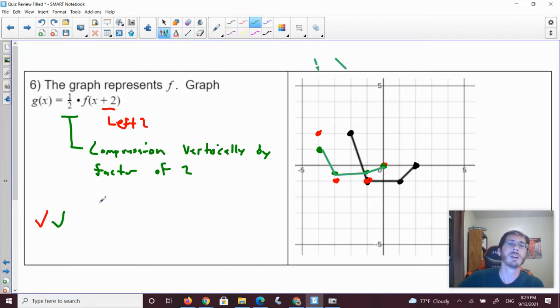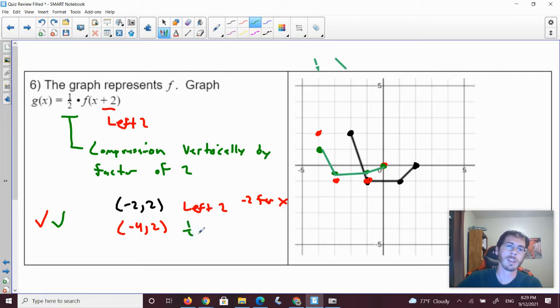We're all set. If you do want to follow them as coordinates, let's just take this one as an example. It's at -2, 2. Again, you'd want to do the left 2 first. So -2, 2. If we go left 2, we only change the x value. So we'd want to do -2 on the x. And then we'd have to do the compression by a factor of 2. So we'd have to take half of the y value, vertical compression.